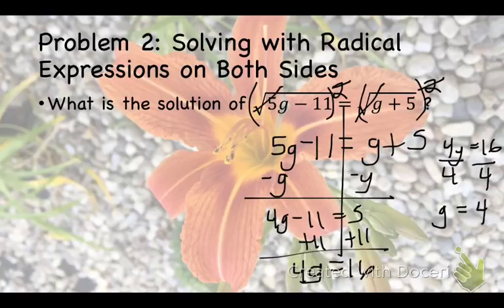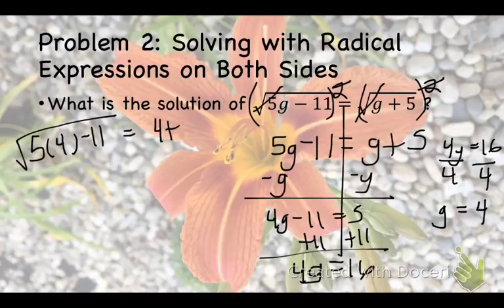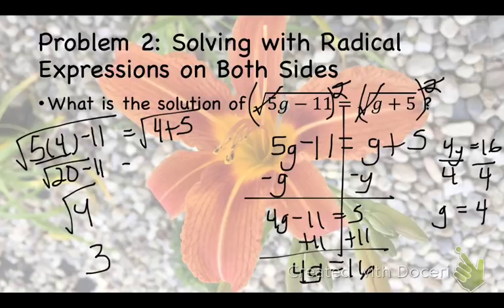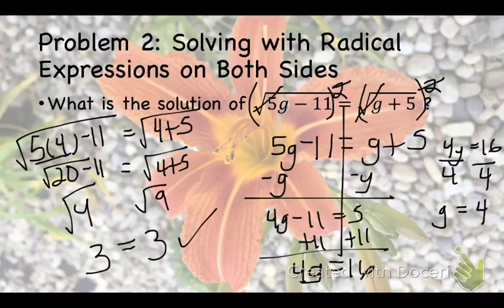So once again, I do want to plug that in and make sure that it works. The square root of 5 times 4 minus 11 is equal to the square root of 4 plus 5. 4 times 5 is 20. 20 minus 11 is 9. Square root of 9 is 3. On the right side, square root of 4 plus 5. 4 plus 5 is 9, and square root of 9 is 3. So I am left with 3 equals 3, which is a true math statement. Therefore, my answer of g equals 4 is the correct answer.